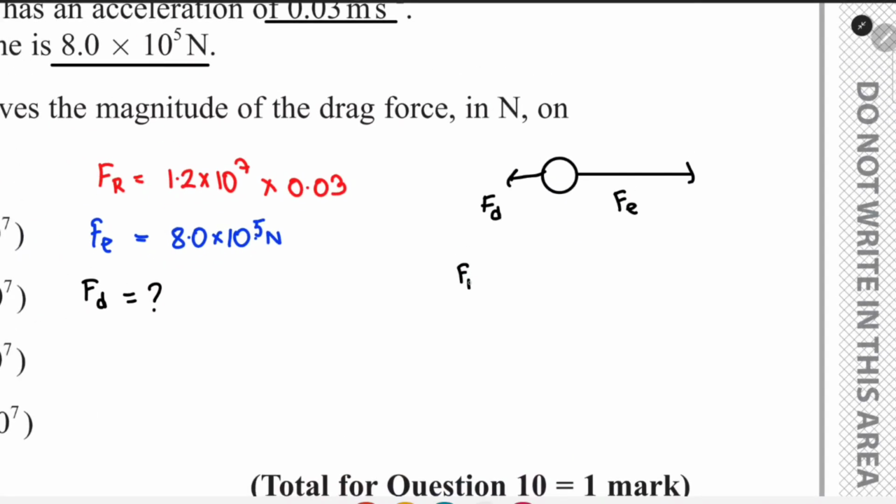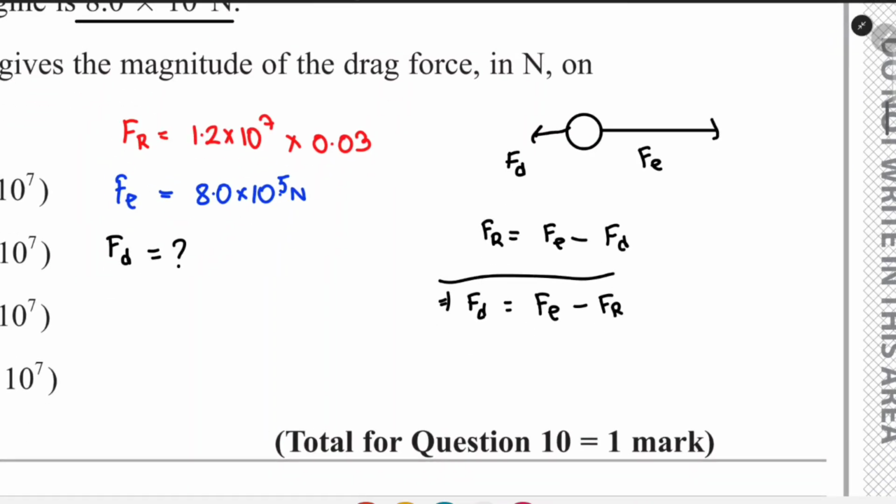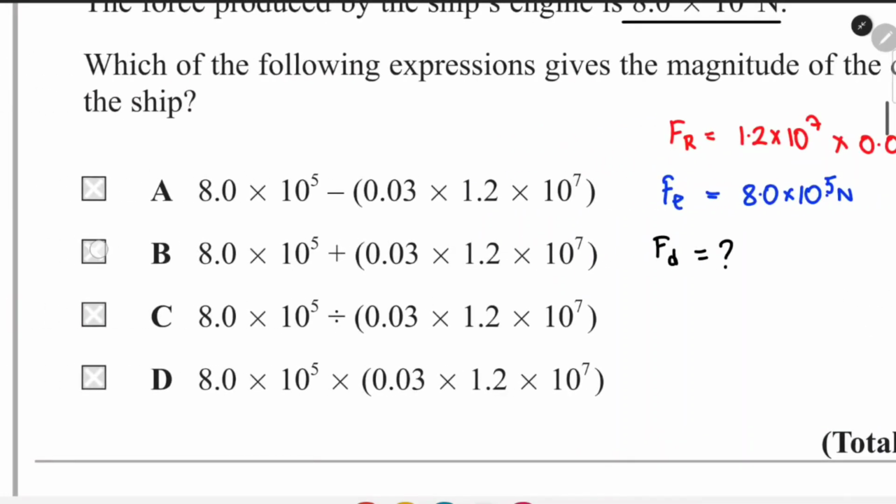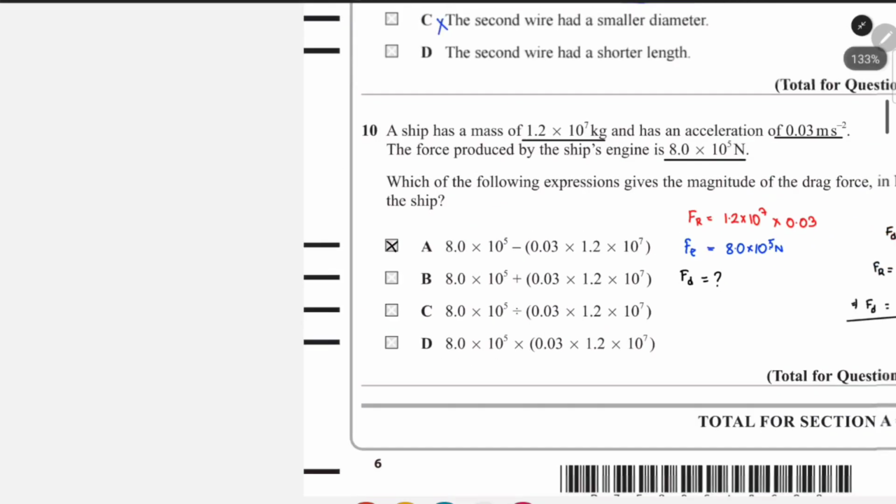So we have Fr equals Fe minus Fd. And I want to find Fd. So I'll make Fd the subject. I get Fe minus Fr. We move Fd to the left, and we move Fr to the right. So we get this equation over here, which says the drag force is equal to the force provided by the engine minus the resultant force. If we look at our options over here, we have minus, plus, division and multiplication. Minus is the answer. So option A is the answer to this question.